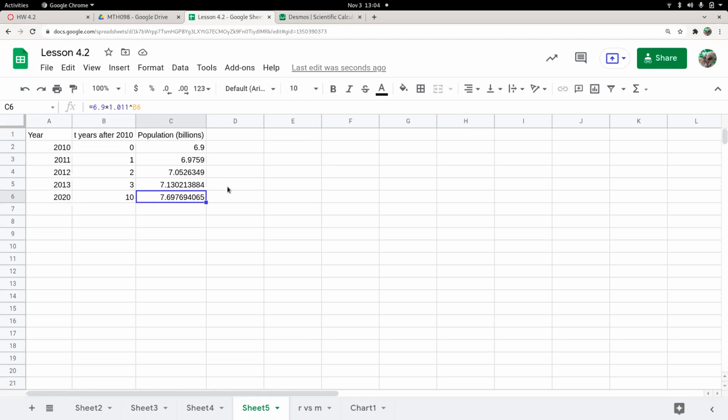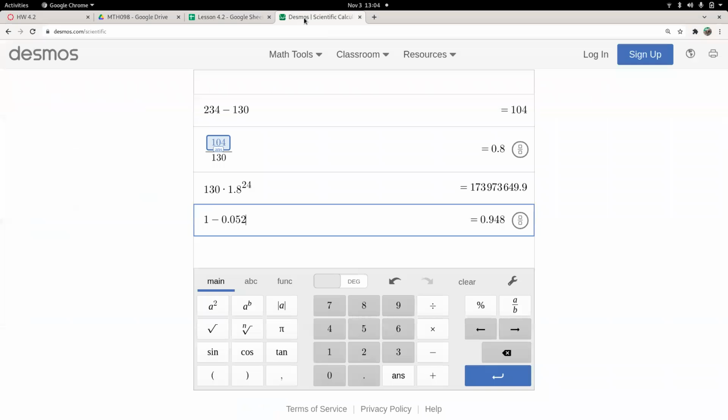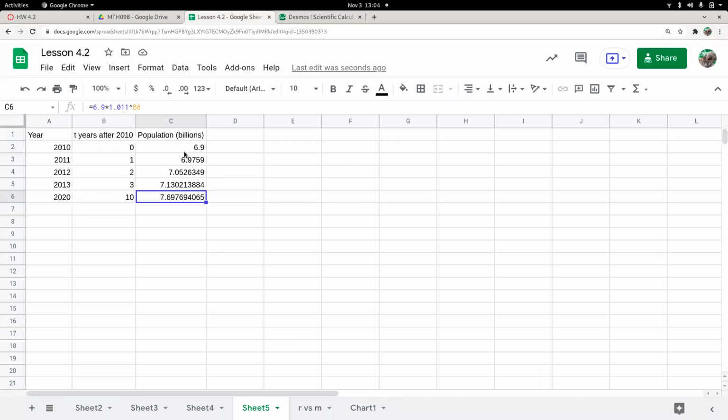And again, you could have done that in a regular calculator. We just keep repeating the calculation of 6.9 times 1.011, and then you raise to whatever power you want. 1, and then 2, and then 3, and then 10. But the spreadsheet's nice because it kind of puts it all together, records our work as we go.